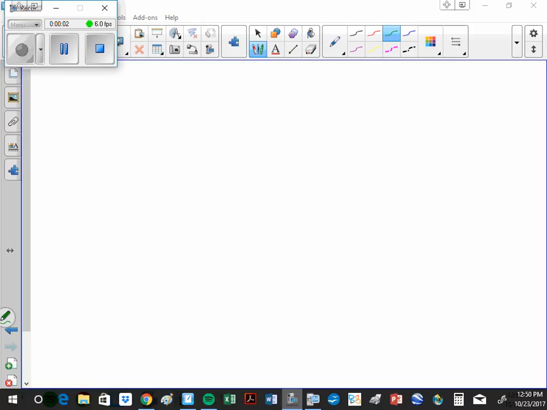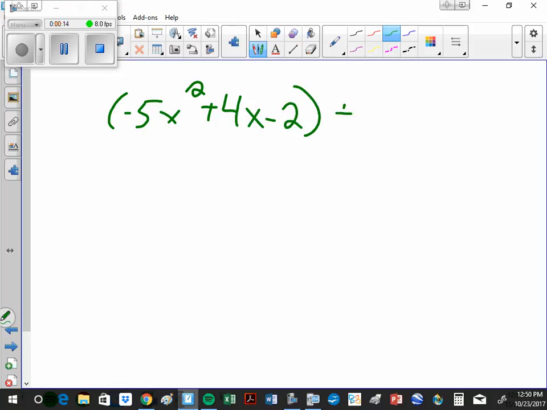So I'm going to work a couple of the odd problems on page 125. Look at number 4. Negative 5x squared plus 4x minus 2 plus negative 8x squared plus 2x plus 1.